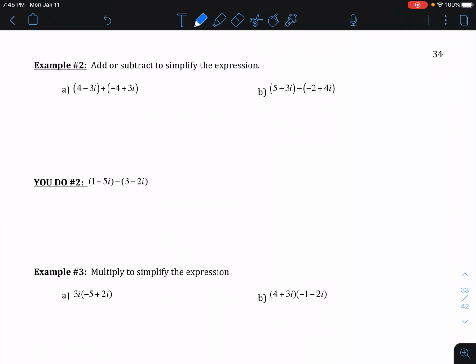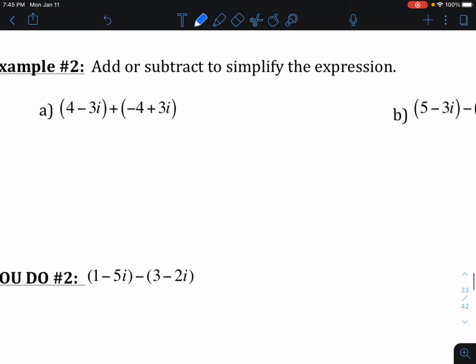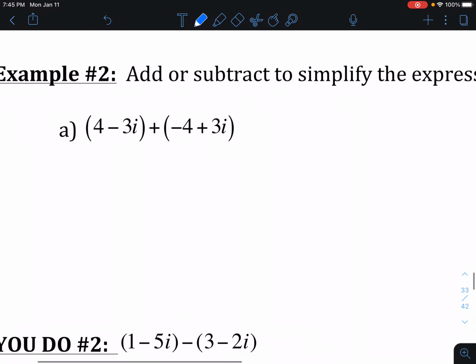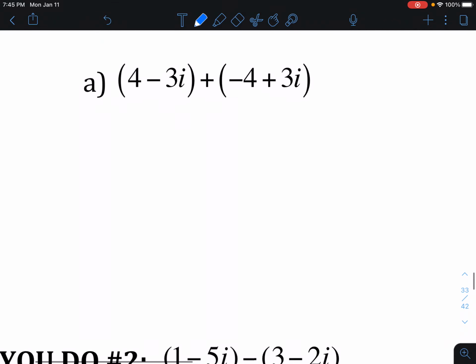Okay, in example 2 on page 34, we're going to transition into adding and subtracting complex numbers. So the directions say add or subtract to simplify the expression. I know I'm going to add or subtract here in letter A, because if you look at the space in between the parentheses, you have a plus sign. Now this is a very easy section. All you're really doing here is combining like terms.